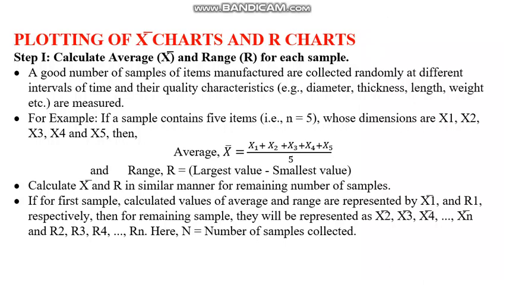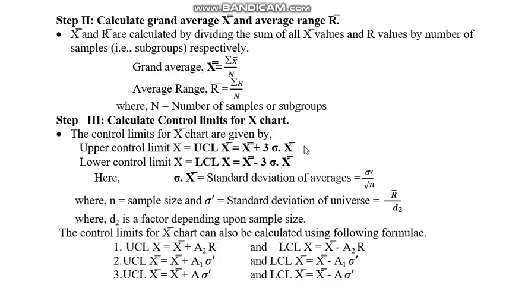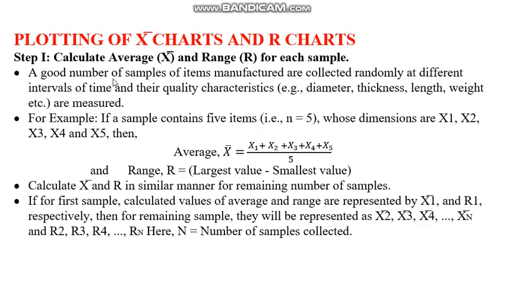Yes, it should be X2 bar, X3 bar, X4 bar, so on to Xn bar, and R1, R2, R3, R4 and Rn, where capital N is the number of samples collected. Now that was the first step. What is the first step? We calculate the average, that is X bar, and range R for each sample.